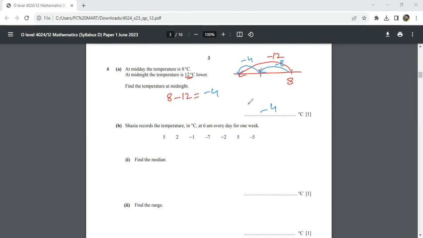I hope you guys are understanding. And by the way, this method is known as number line. Okay, number line. I hope you guys are familiar with it.